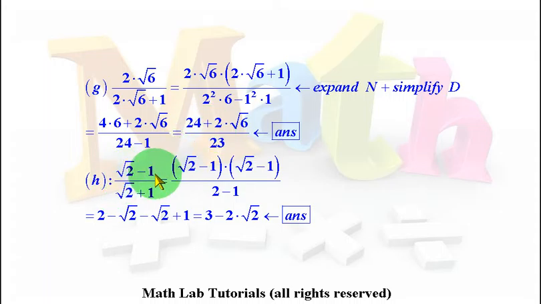Next, we have root 2 minus 1 over root 2 plus 1. Again, all you do is copy paste the numerator. There it is, but you need to put brackets around it. Okay, then the conjugate of root 2 plus 1 is root 2 minus 1. This time I did it correctly.